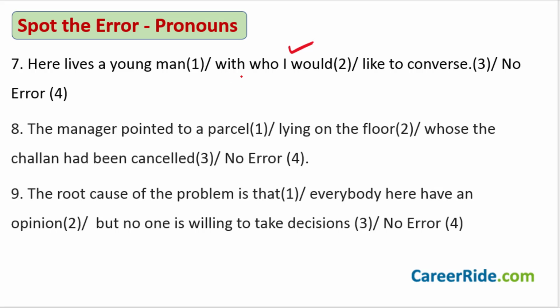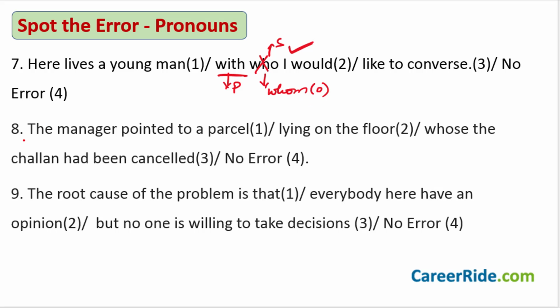Okay. Now what is the mistake? This with. This is what? This is a preposition, right? And prepositions take an object with them, while who is what? Who is a subject. To make it an object, what do we require? We require whom, right? Because this is an object and prepositions require an object with them, right? We have learnt all of this. So remove this who and write whom. With whom I would like to converse.